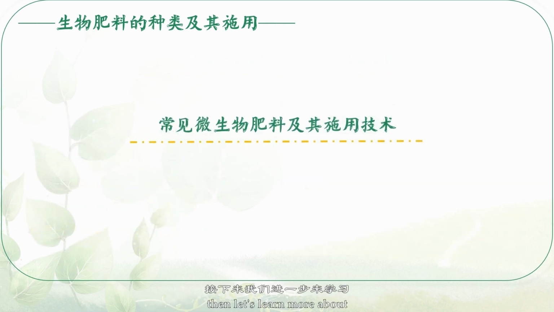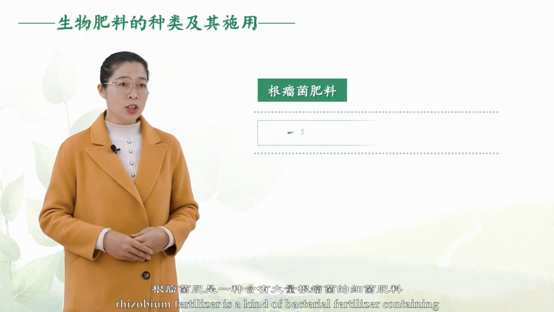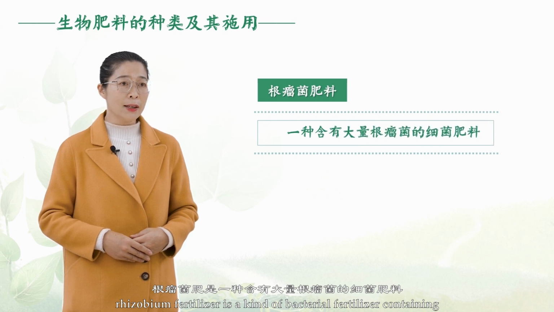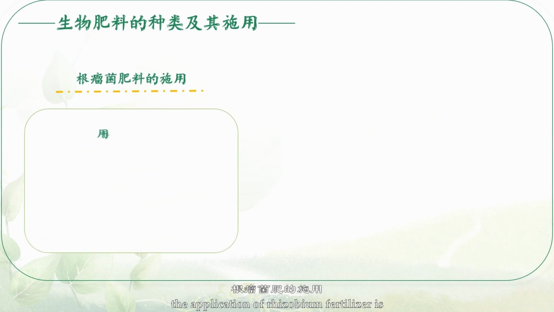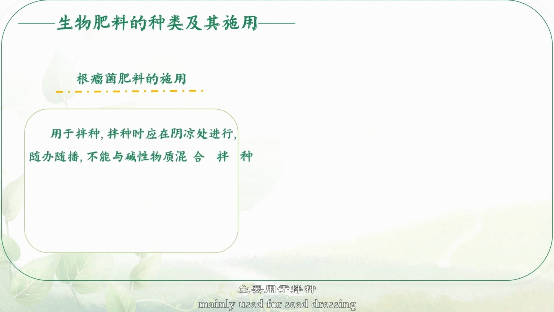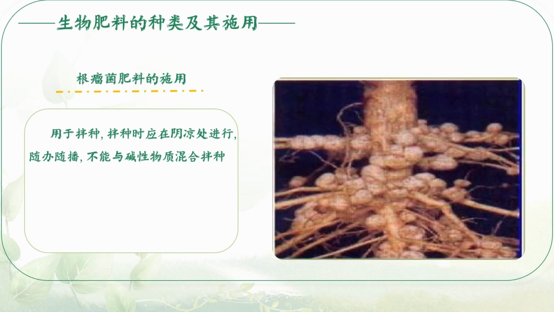So then let's learn more about common microbial fertilizers and their application techniques. Rhizobium fertilizer. Rhizobium fertilizer is a kind of bacterial fertilizer containing a lot of rhizobia. The application of rhizobium fertilizer is mainly used for seed dressing. When dressing seeds, it should be done in the shade. It can't be mixed with alkaline substances.